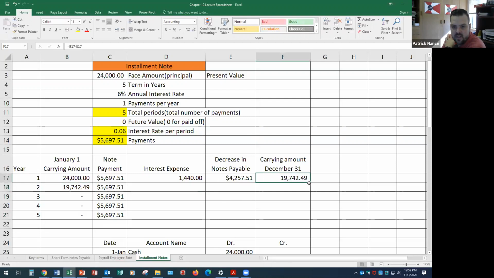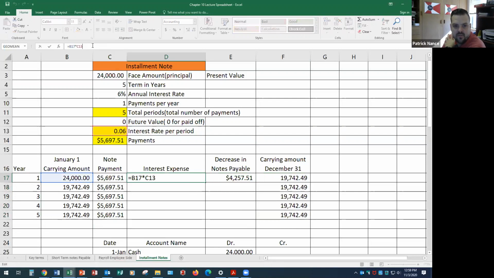I'm just going to fill handle those down so that every time I do this, I can. So all I'm going to do from this point forward is take 6% times the carrying amount and get the interest expense. Then I subtract that from the note payment, which gives me the decrease in payable. Then this column takes the current carrying amount minus the decrease in notes payable, which equals that. And luckily, this should only take a second.